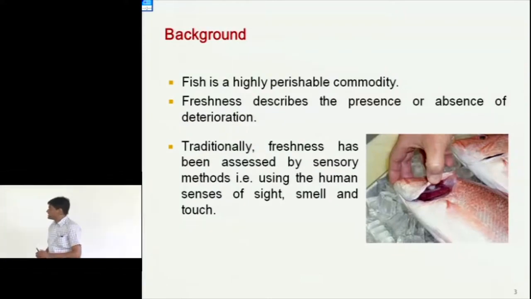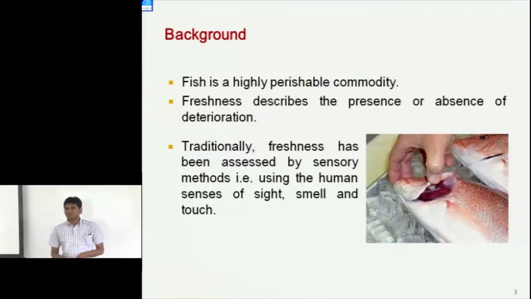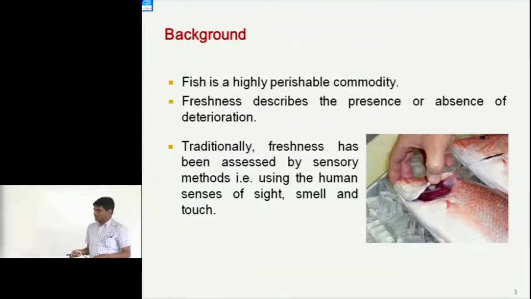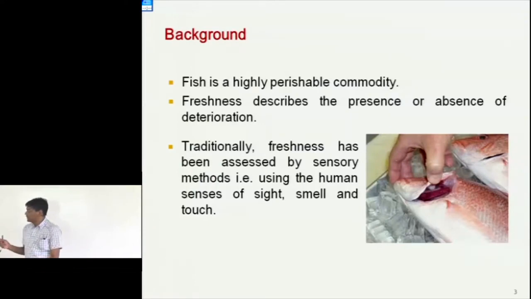Background. Fish is a highly perishable commodity. When fresh fish is caught from the sea, ocean, or river, it has a sweet flavor which is highly appreciated. When it is stored, the flavor degrades and is lost. With further storage, the flavor is all lost and it deteriorates and is unfit to eat. The freshness describes the presence or absence of deterioration. So it is needed to know the amount of deterioration since the fish was caught.